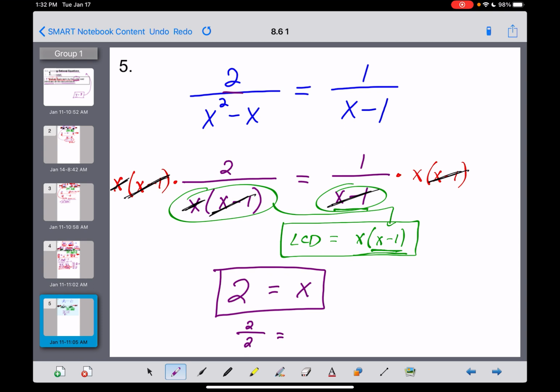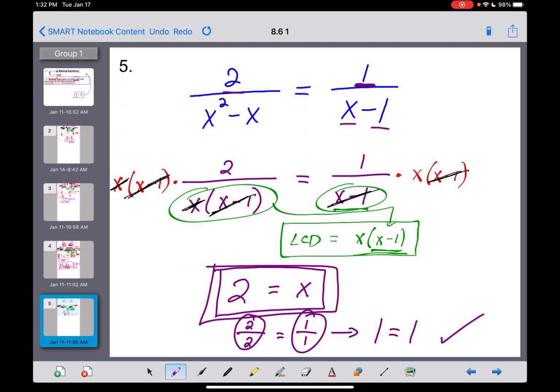Equals, how about the right side? The top right side right there is just 1. And down on the bottom, if x is 2, 2 minus 1 is 1. Well, 2 over 2 is equal to 1. 1 over 1 is equal to 1. And sure enough, that's a true statement. So I have verified this answer here, and it looks like we got the solution here of x equals 2.